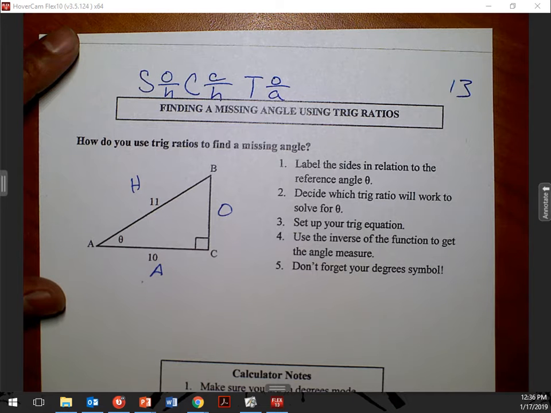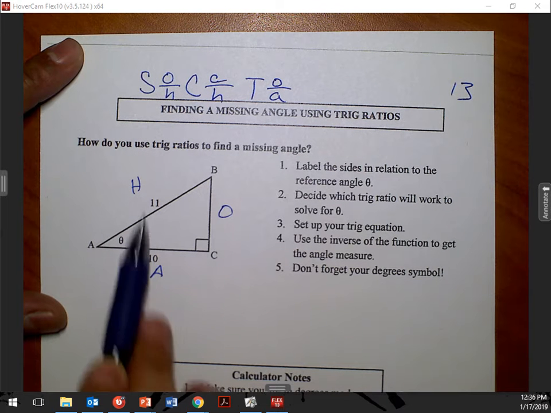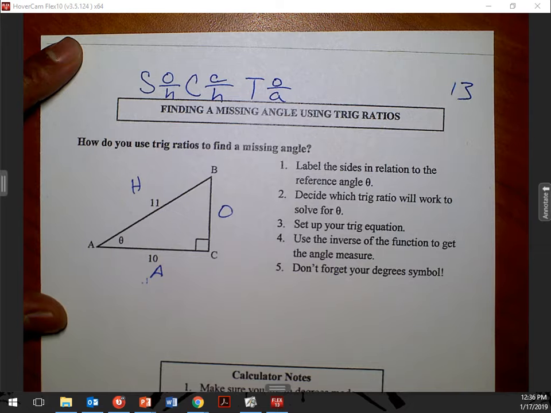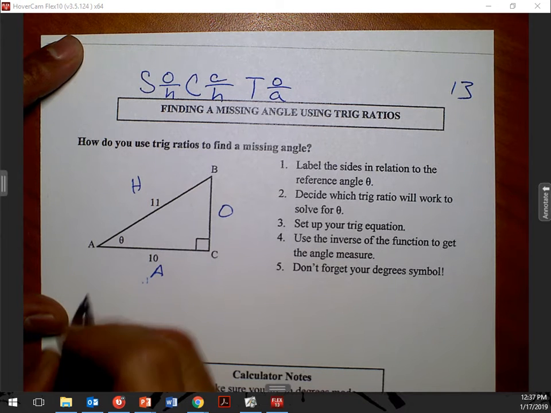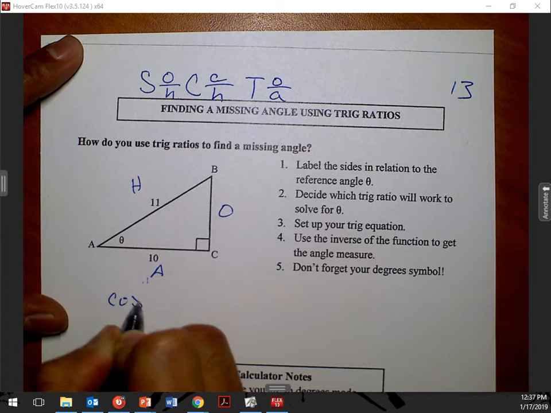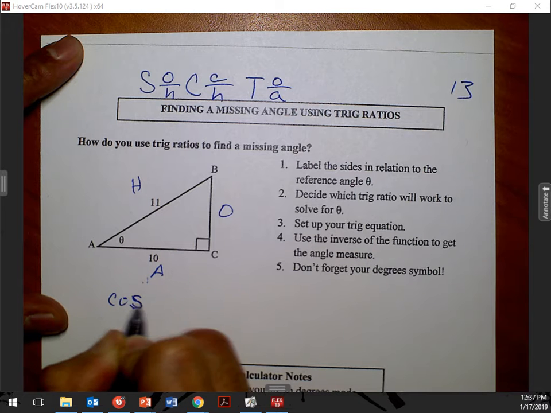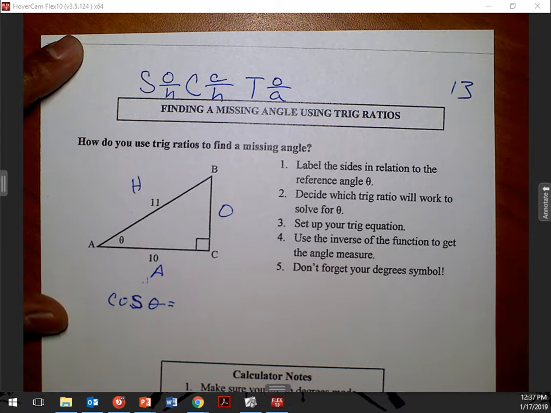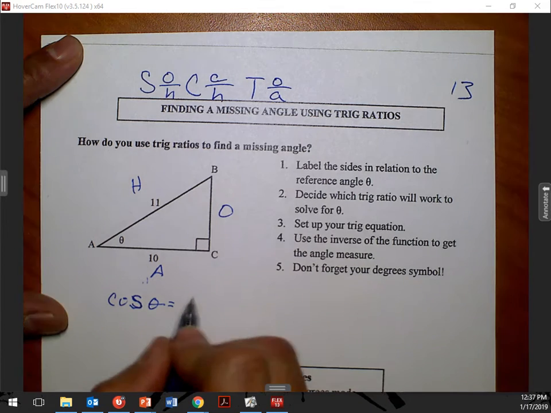Okay, so the information that's given to me in this case right here is what? Adjacent, hypotenuse. So adjacent and hypotenuse together gives me what? C, right? Which is my cosine. So let's go ahead and write this out. So it's cosine of my reference angle. So my reference angle is what? Theta. Theta equals what over what? 10 over 11. Very good.